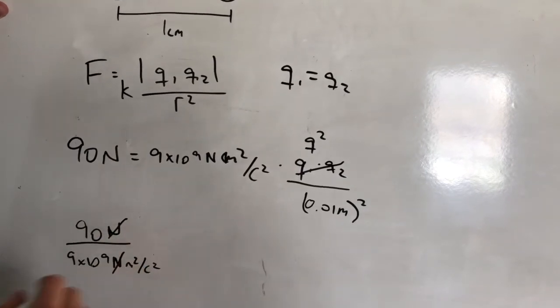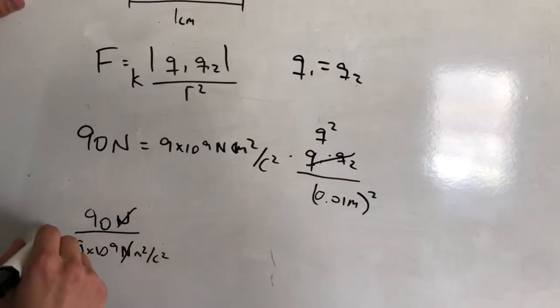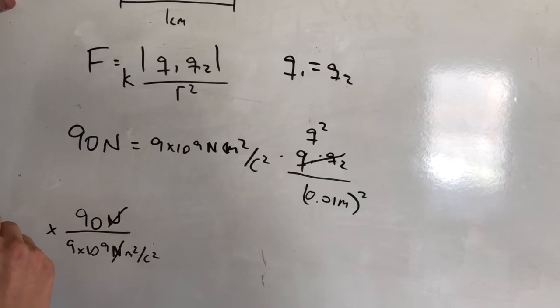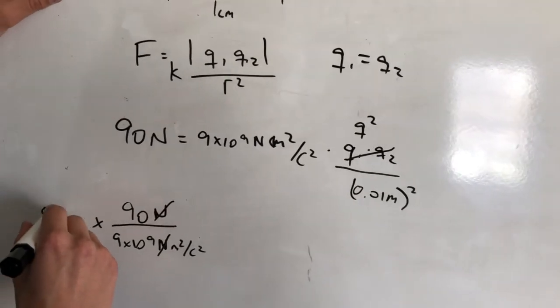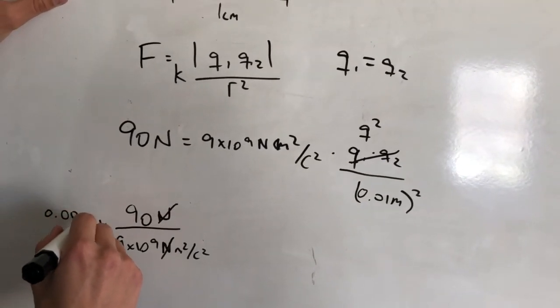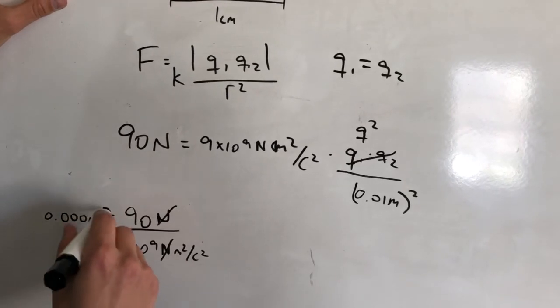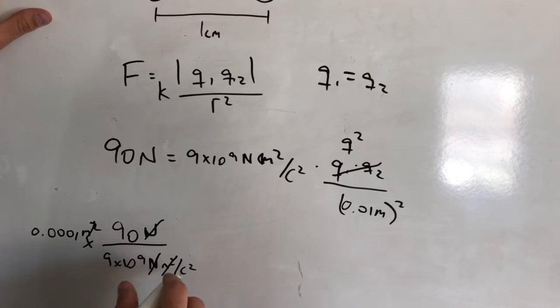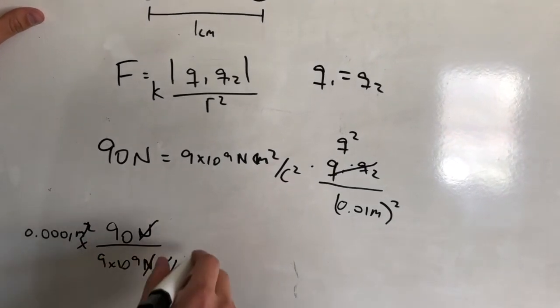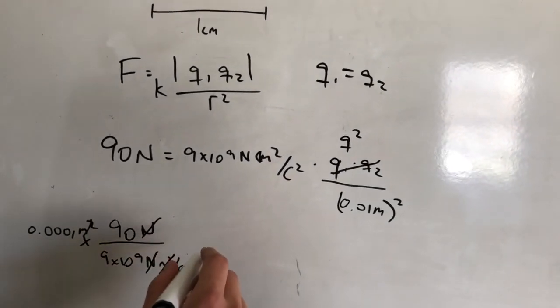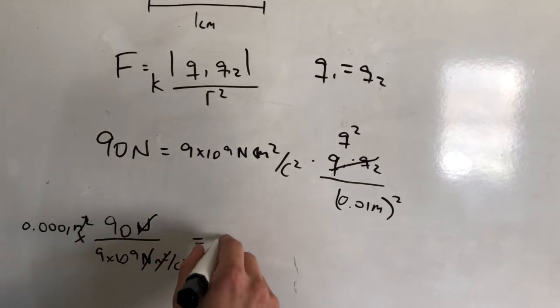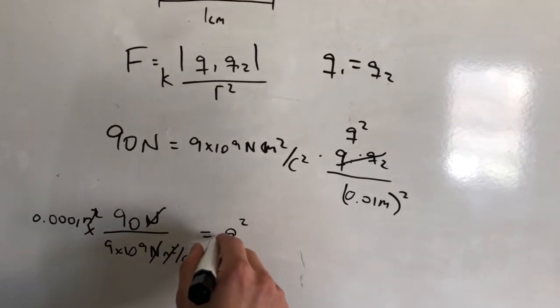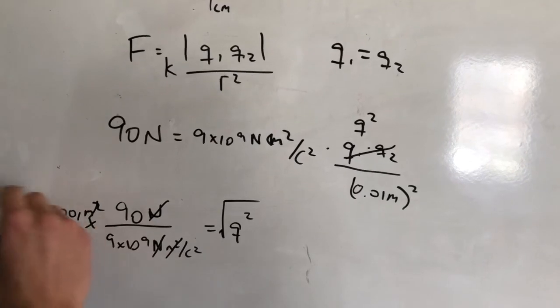Notice how the newtons cancel out. And then we're also going to multiply that by 0.0001 meters squared. And the meters squared cancels out as well. And so we're going to just simplify all that out. And that's going to be equal to Q squared. Take the square root of both sides.